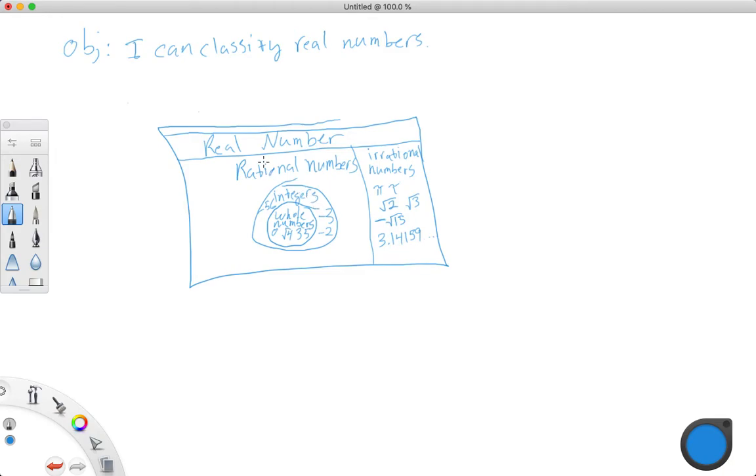And then out of here, we have our decimals. If we had 3.25, that's a terminating decimal, so that's a rational number. 1/3, which is the same thing as 0.3 repeating, are both rational. Negative 6/7, any of these are rational numbers. We can write them as a ratio of 2 integers. So we just want to be able to classify these.